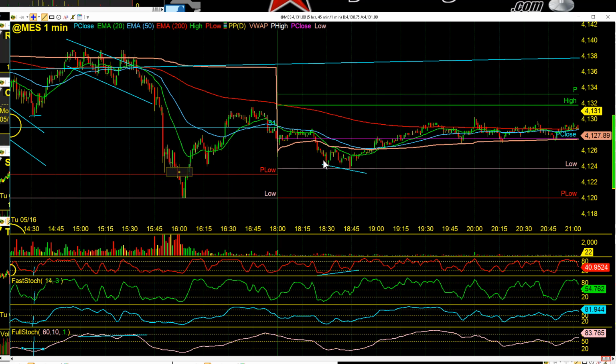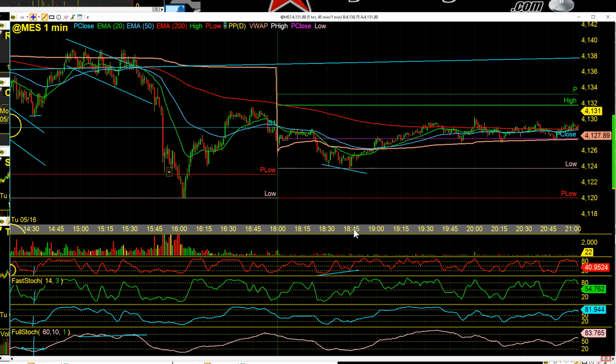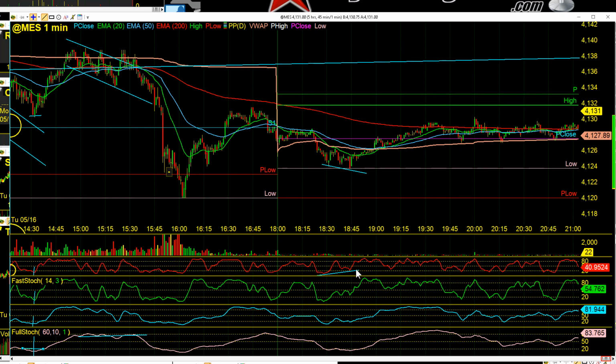So here was a nice divergence that happened right at 6:45. A beautiful low and a lower low, but a much higher low on the 14.3, and even a higher low on the 40.10, which is my favorite divergence. The 44, excuse me. The 60.10 is underneath it. 44. You don't see the label there.